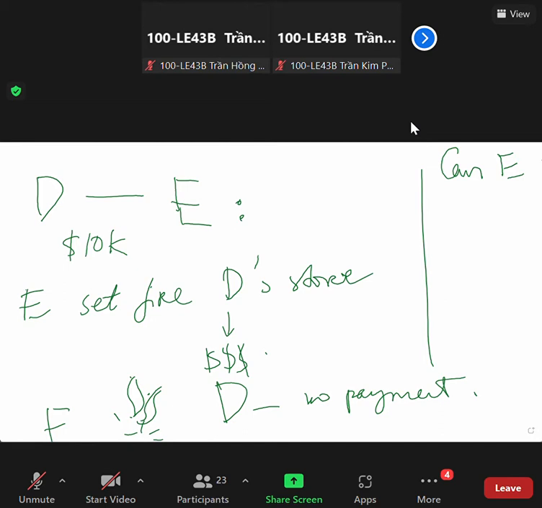So because their agreement is void, it releases them from the contractual obligations. That means they will not have to pay E for setting fire. So that is our answer.